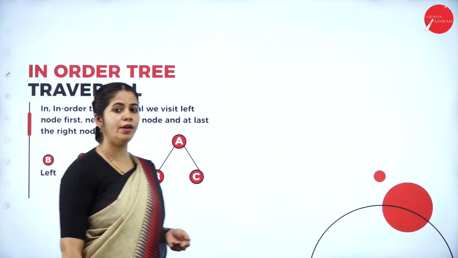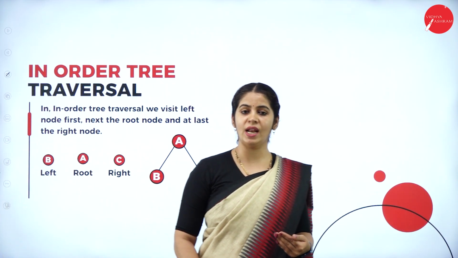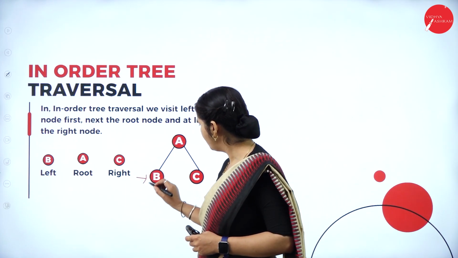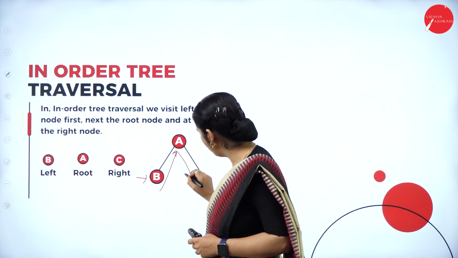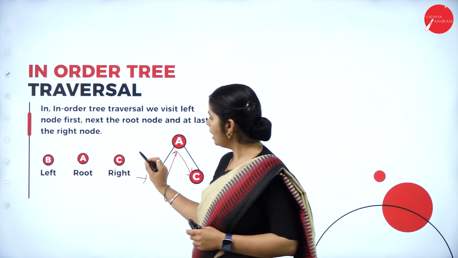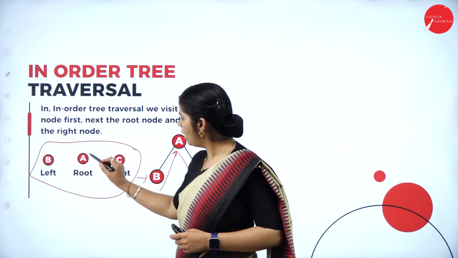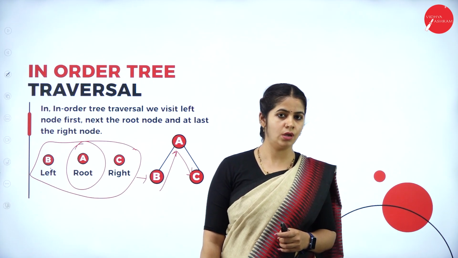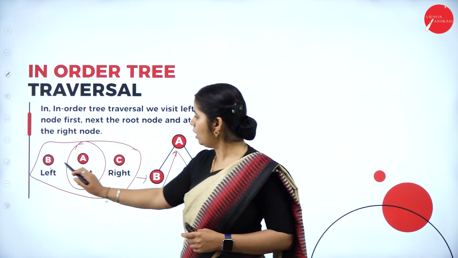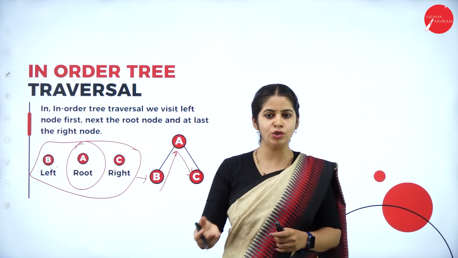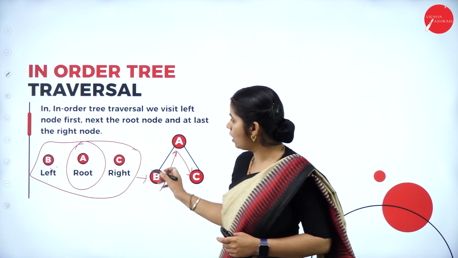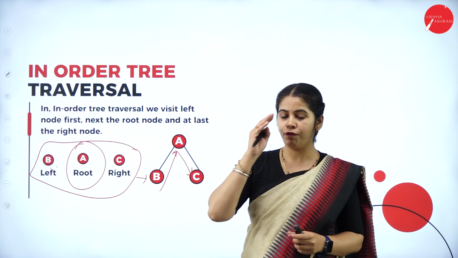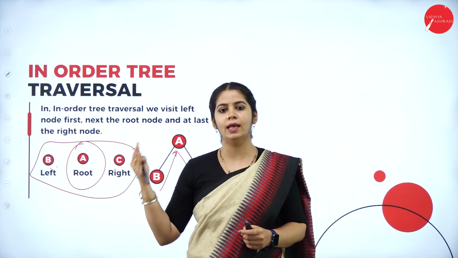What about the in-order tree traversal? What sequence do we have for it? We visit left, then go to the root, then go to the right. This is in-order tree traversal. The root is in between the two operands. What is the root? The root is nothing but your operator. So that is how we traverse in-order: first left, root, and then right.